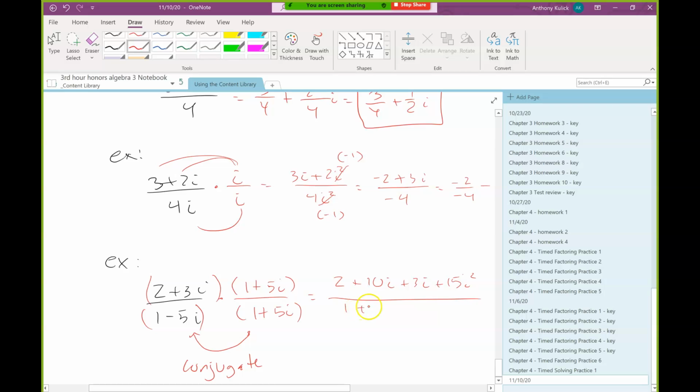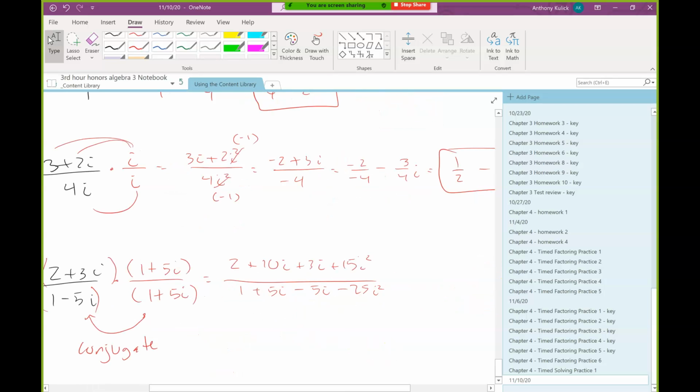So if I combine my i in the numerator, and they just cancel out in the denominator, I know that i squared is the same as negative 1. So in the numerator, I have 2 plus a negative 15, so negative 13, and then I have plus 13i. In the denominator, I have 1 minus 25 times negative 1, so 1 plus 25, or 26. And now it's just like two separate fractions, and in this case, reduce.